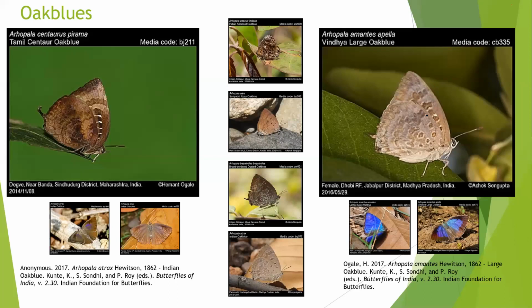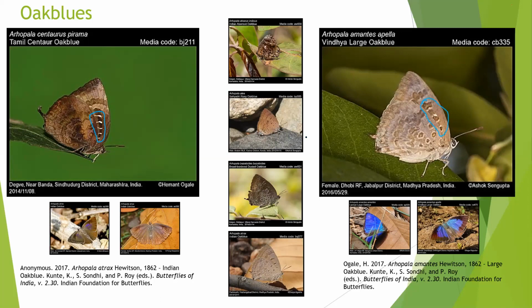You see there are two very similar oak blues found in the Western Ghats, and sometimes they are found together. This is the Tamil oak blue, and this is the large oak blue. The sizes are the same, but you see the base color is quite different. This oak blue is orangish brown, and this is a very dull brown in the case of the large oak blue. And of course, you can see the streaks in the forewing are very prominent in the case of the Tamil oak blue, and these streaks are not that even and very inconspicuous in the case of the large oak blue. That's how we differentiate between the Tamil oak blue and the large oak blue.